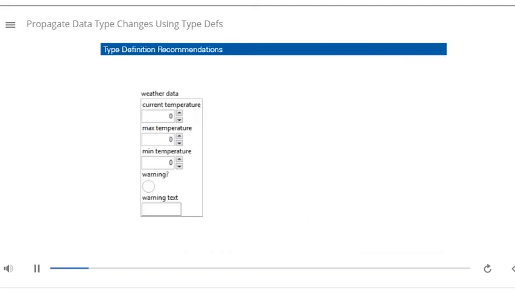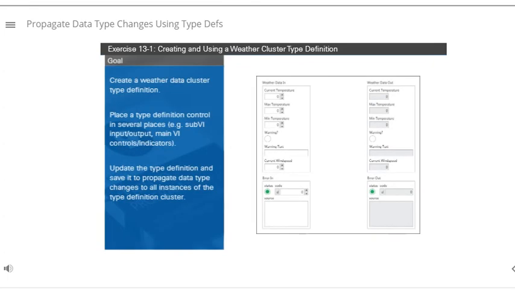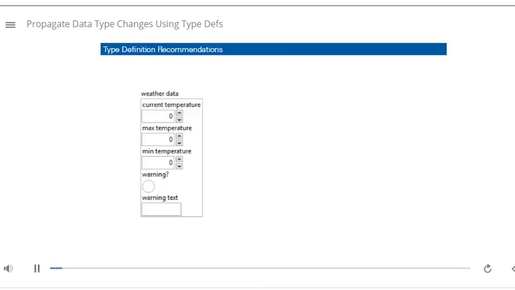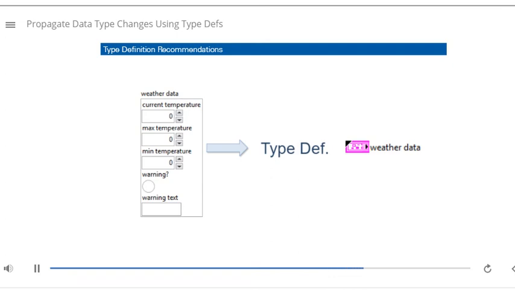Anytime you create a cluster or enum, you should immediately convert it to a type def. Cluster and enum data types are typically used in multiple places in an application. Modifications to clusters and enums, for example, adding, modifying, or removing items, typically need to propagate to all of their instances.